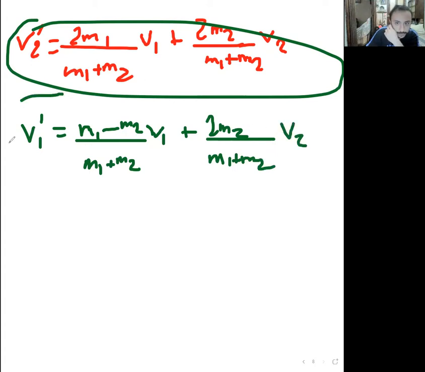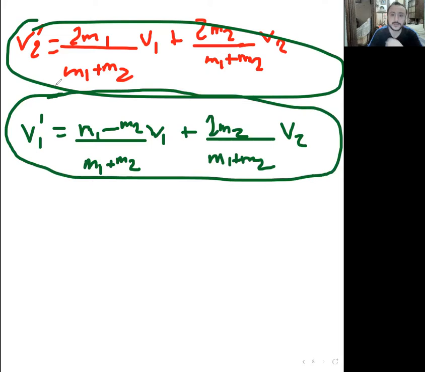Okay, so we found now the final velocities after the collision. Now we can take many cases inside this. For example, in the first case, what if m1 is equal to m2? What does that mean? If the two bodies have the same masses, they will exchange their velocities.